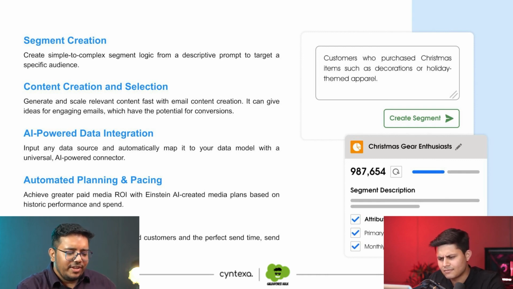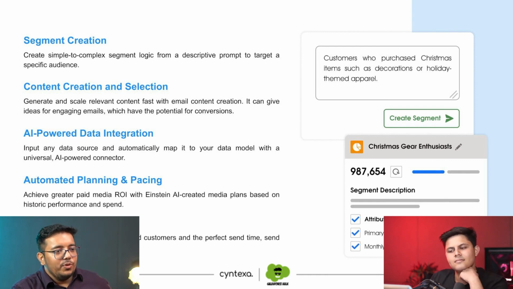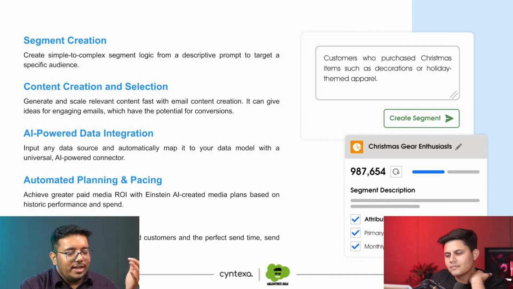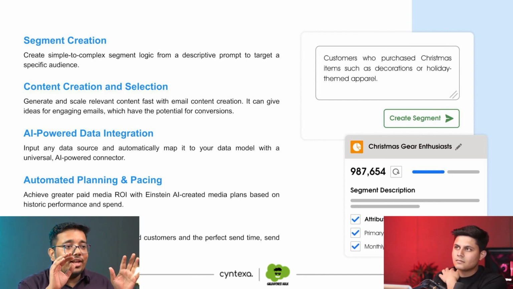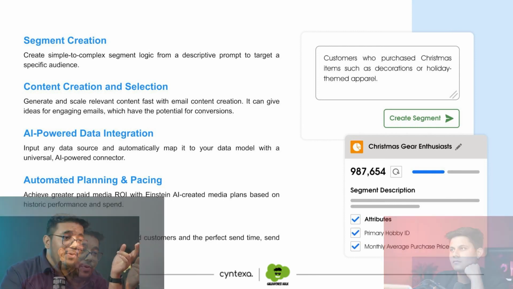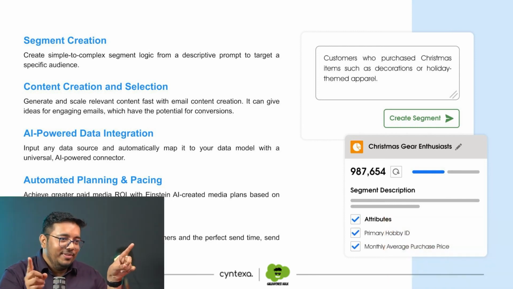What does this mean? AI-powered data integration is basically you can choose any data source. The AI can automatically map it, understand its data model, and map it with the data model that we have inside Marketing Cloud. So we do not need to identify if this F name needs to be linked with first name. It can do that for us, so this helps us in doing that.